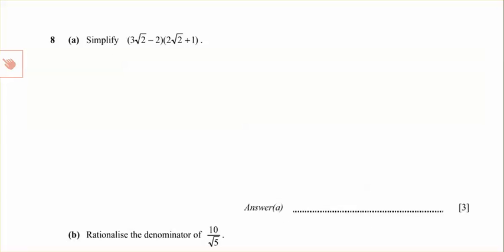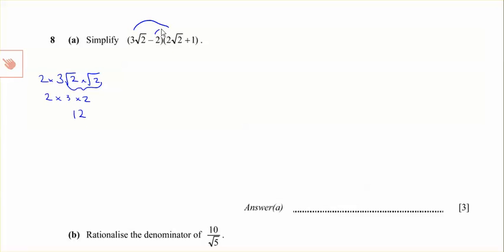Yeah, some issues with this one as well. Multiplying out. This is the first problem a lot of people had. What's 3 root 2 times 2 root 2? 12. Because it's 3 root 2 times 2 and another root 2, all timeses. Root 2 times root 2 is 2. So it's 2 times 3 times 2 makes 12.